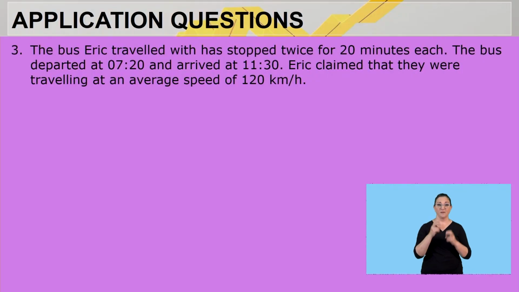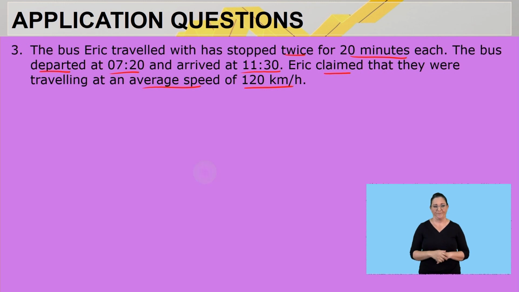Guys, are we clear? All right, let's move on to our next question. In question number 3, it says, the bus Eric traveled with stopped twice. Remember, he's traveling between these two places by bus. Now, the bus stopped twice for 20 minutes each. The bus departed so it left at 7:20. What else important? It arrived at 11:30, right? Eric claimed that they were traveling at an average speed of 120 kilometers per hour.